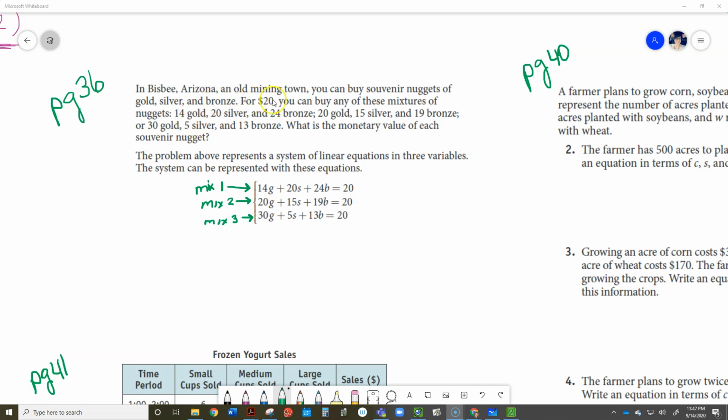So every time I'm spending $20, and this is how I'm spending it. This is another way I'm spending it. This is a third way I'm spending it. And usually all you got to do is stick a variable right there instead of a word, which is exactly what they did. Notice that they've got right here, my pen is upside down, they've got the word 14 gold, and they just changed that to 14G. Then they've got 20S, 24 bronze. They've got the word bronze, they just changed it to B, and then they set that equal to how much it cost. And then they did the same thing. So the equation was written almost exactly the way that the sentence was written.